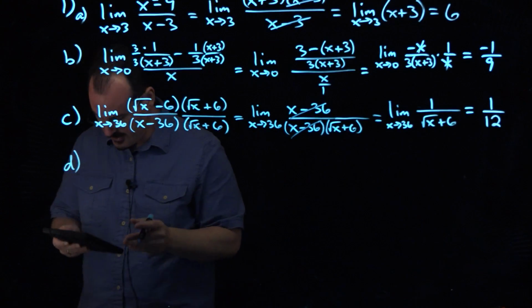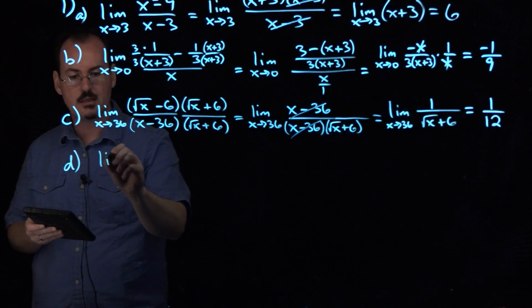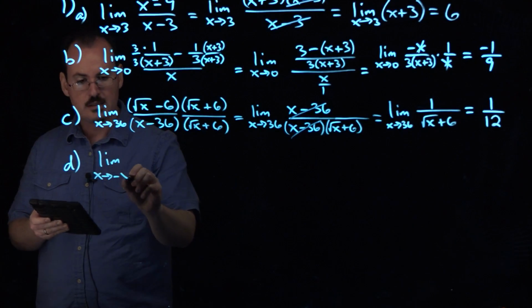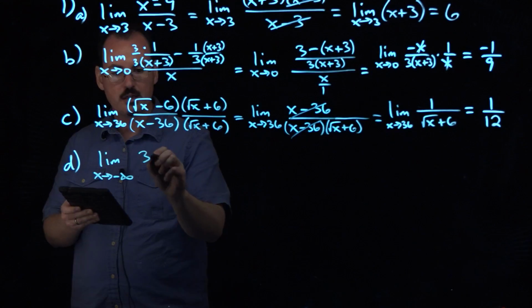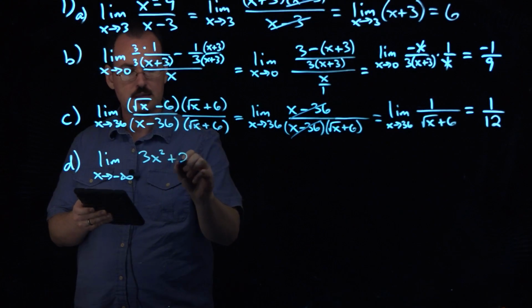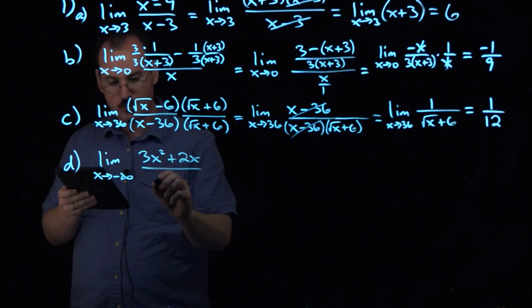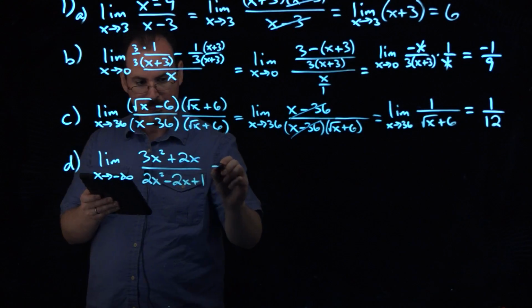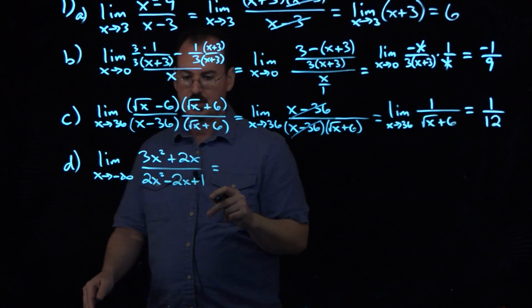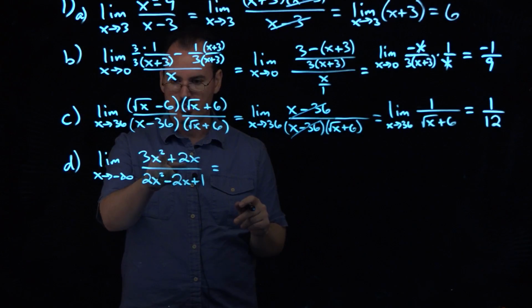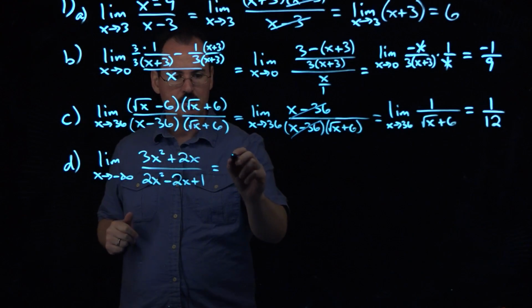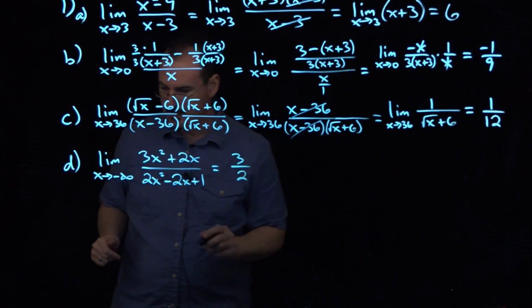For part D, we have a limit at infinity. Remember on these ones, now that we know that trick, we really don't have to do too much work. So this is the limit as x approaches negative infinity of 3x squared plus 2x divided by 2x squared minus 2x plus 1. Really, all we need to do is check what's the highest power? Second power. What's the highest power in the denominator? Second power. They're the same. What happens when you have the same highest powers in both places? The limit is simply the ratio of the leading coefficients. So that's all there is to that one.